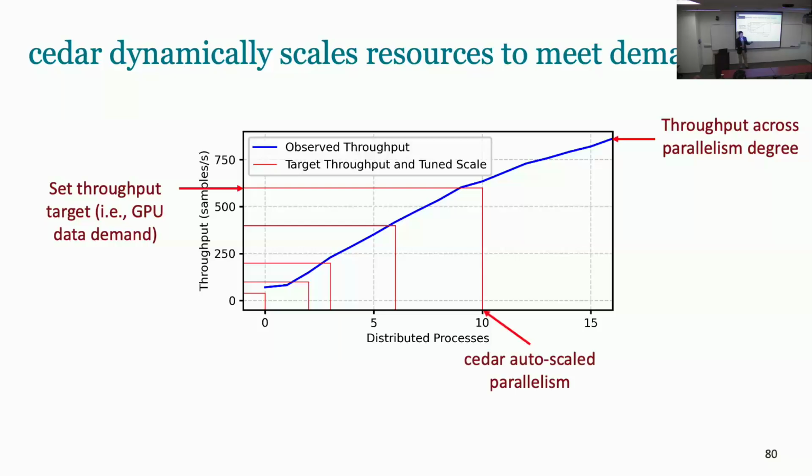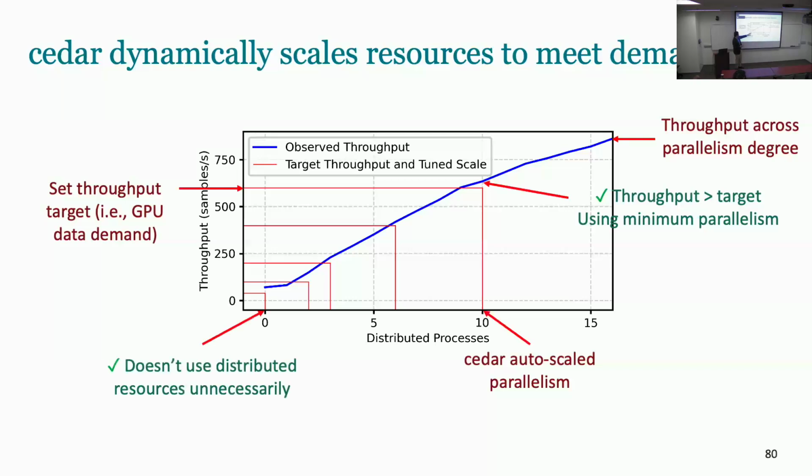So what we want to see here, and what we do see, is that the intersection of the horizontal and vertical line is just below the blue line. Because what that means is that the throughput that Cedar is able to achieve, the blue line, is just above the throughput demand of your training job, right? And on top of this, it's not all the way up here, right? We're not using extra resources that we don't need to perform this processing.